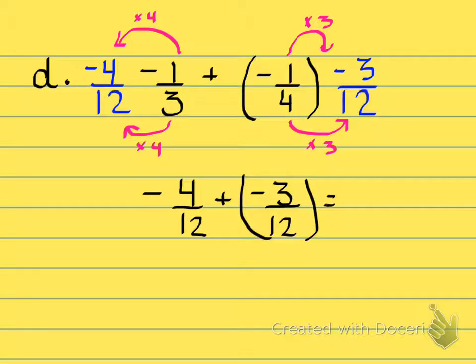Now we're just going to apply our integer rules. When we have two numbers that have the same sign, negative, then you add them together and keep the sign. So 4 plus 3 is 7, so we're going to put a 7 here. We're going to keep the sign of negative, and the denominator stays 12. So your answer should be -7/12. How'd you do? Hopefully you did well.